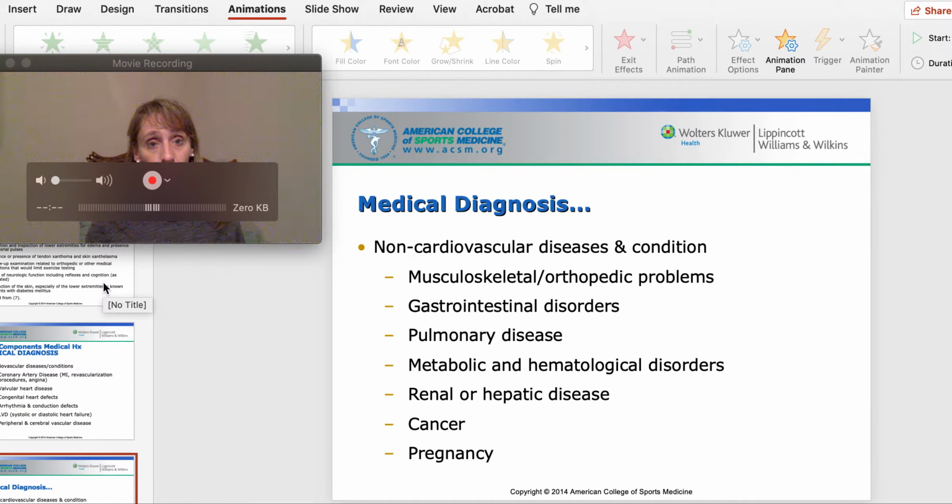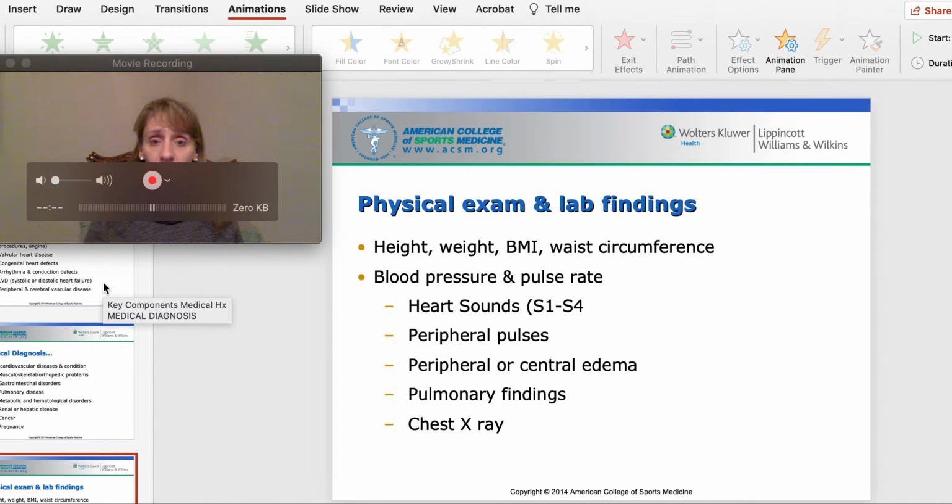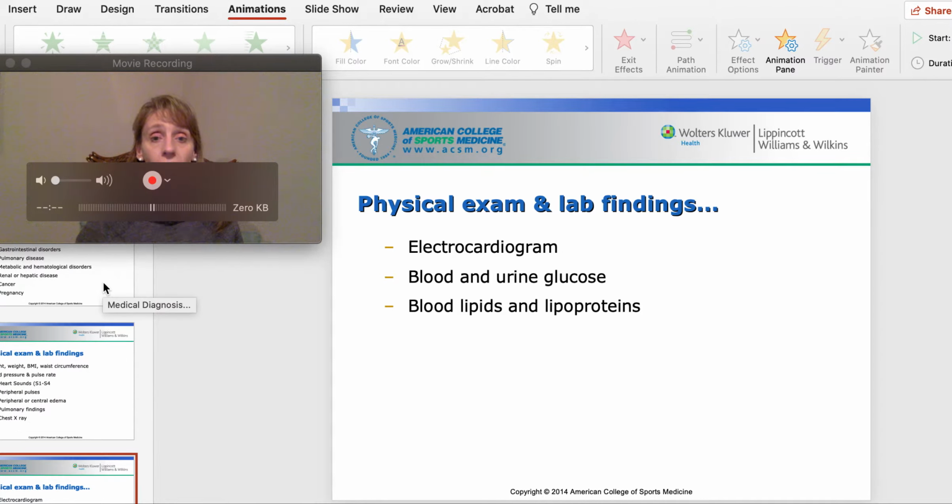And also, when you ask them for a diagnosis, remember I told you earlier, gather as much information as you can. So any of the others that may be on this list, tell me about it. When were you diagnosed? What did they do? So you're really making, in the chart, quite a long summary of a lot of information about who this person is. Remember, height, weight, BMI, waist circumference, blood pressure, pulse rate, heart sounds, right? Can you listen to the heart sounds with the stethoscope? Peripheral pulses, palpate them and feel the pulses in their extremities. Look for edema, pulmonary findings, and if you can, see the chest X-ray, that's great as well. Electrocardiogram may be sent to you, urine, blood glucose numbers, blood lipids, and lipoproteins.